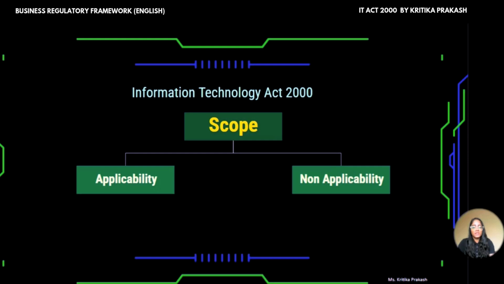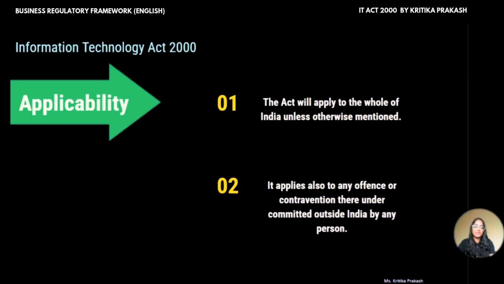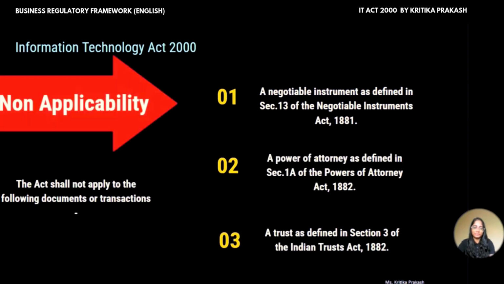Talking about its scope, the IT Act has scope based on its applicability and non-applicability. Applicability covers the areas where this act would be fulfilled. There are only 2 main points related to this. The very first point is that the act applies to the whole of India, and second is that any offence or contravention which occurs outside India is also covered. This means whatever provisions are applicable within the country are also applicable outside the country, as mentioned in this particular act. Talking about its non-applicability, this focuses on certain documents and transactions.